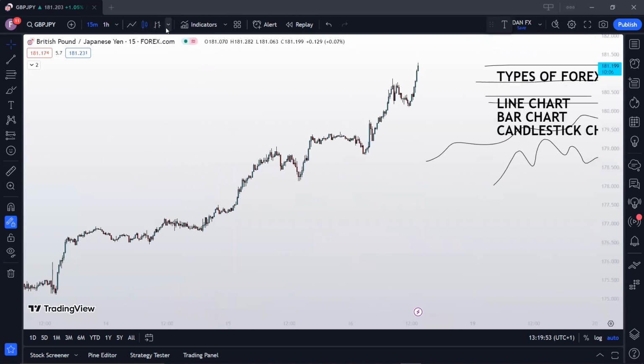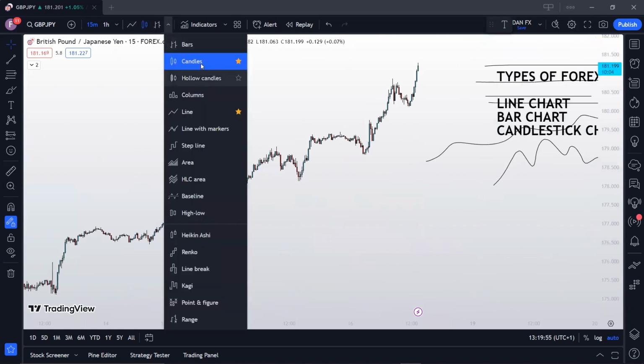So first of all, we're going to go over to the types of charts here. We have the bars, which is the bar chart, and we have the line chart, and then we have the candlestick charts. You can see there are other types of Forex charts, but these ones are not important. They are just there for being there.